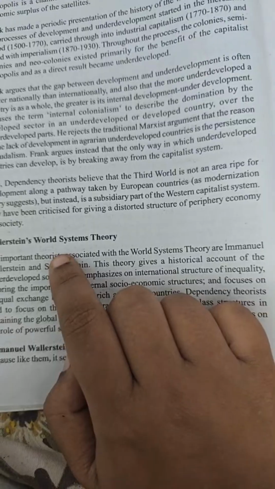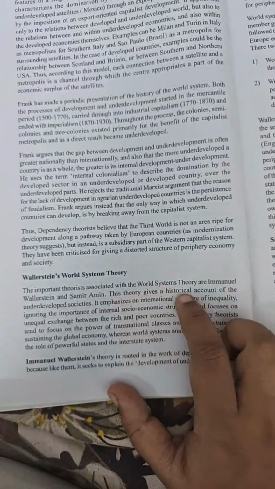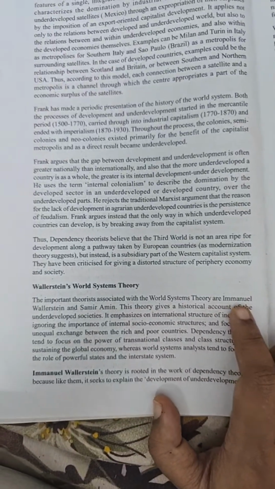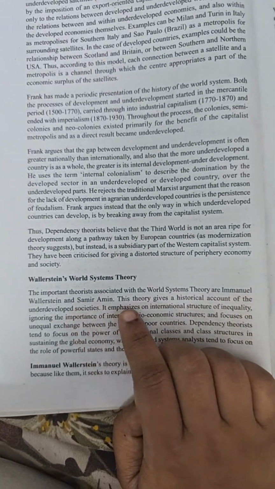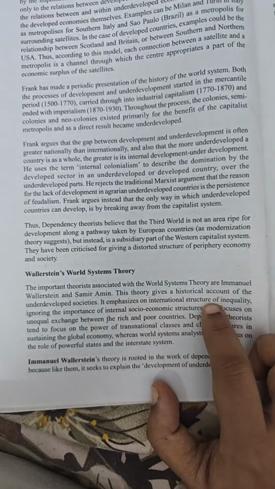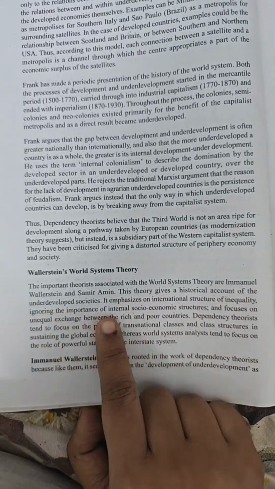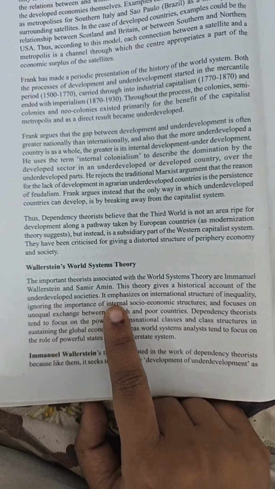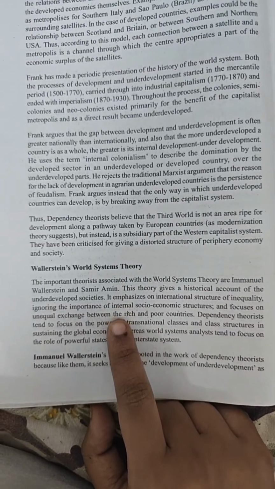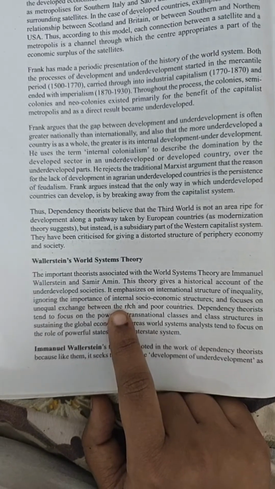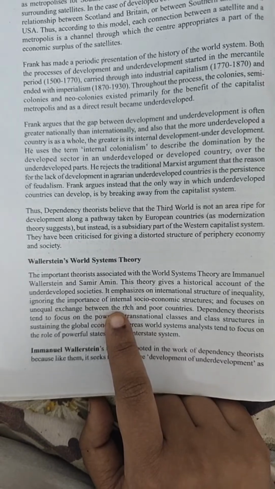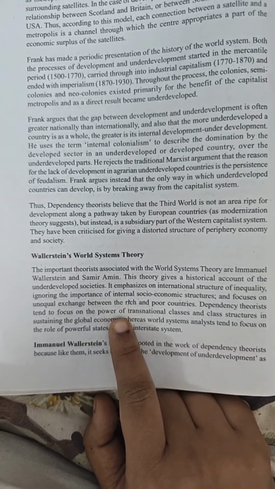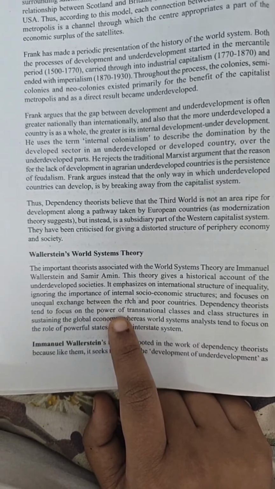Wallerstein's world system theory. The important theorists associated with the world system theory are Immanuel Wallerstein and Samir Amin. This theory gives a historical account of the underdeveloped society. It emphasizes the international structure of inequality, ignores the importance of internal socioeconomic structure, and focuses on unequal exchanges between rich and poor countries.